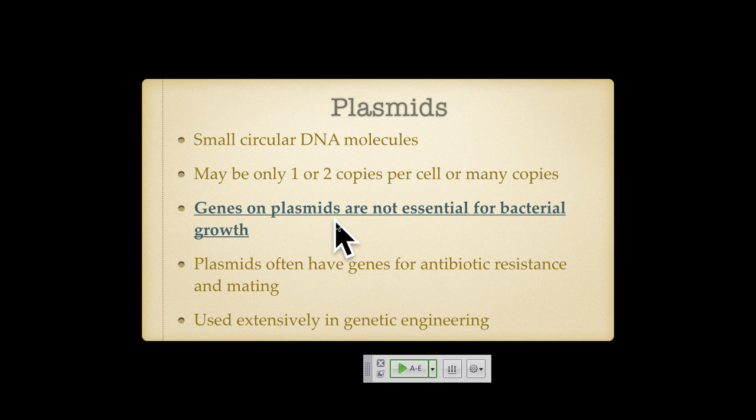Here's a very important point. You do not find essential genes on plasmids. Would you find the gene for DNA polymerase, for example, on the plasmid? No. What you do find on plasmids tend to be transposable elements and antibiotic resistance genes. So it carries genes that may give some advantage to the cell, but they're not actually essential for the cell to grow.